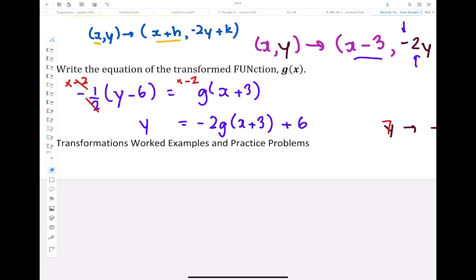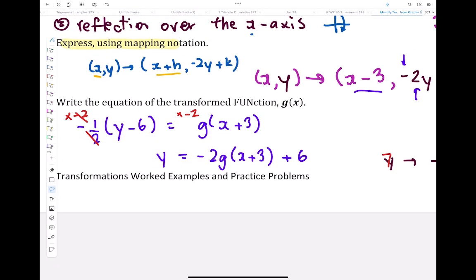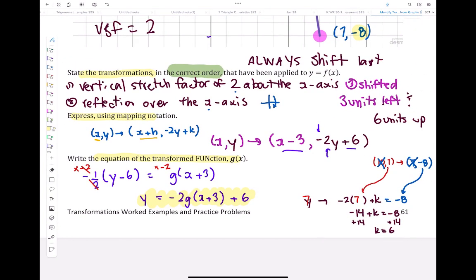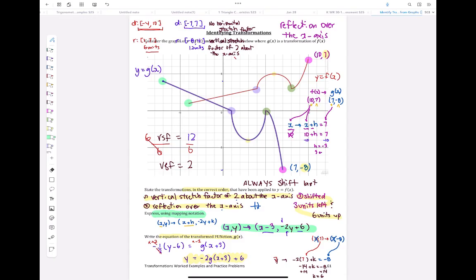Through the beauty of math. And just like that, y equals negative 2g at x plus 3. I have now written the equation of the transformed function g at x. I have stated the transformations in the correct order. And I have also, let's get crazy and go with green, expressed this in mapping notation as well. All right, so there we have identified the transformations that have turned one graph into the other graph. So as always, good job, good luck, and goodbye.